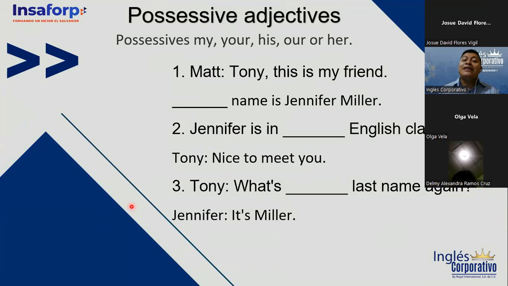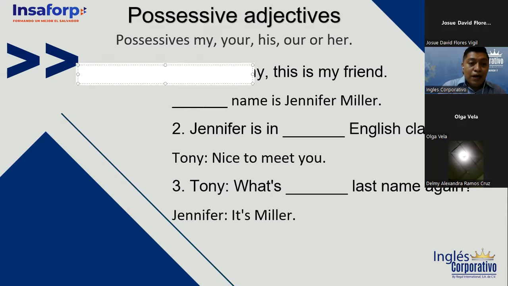Now we are going to complete this conversation using possessive adjectives: my, your, his, our, or her. We use these possessive adjectives to say that something belongs to someone. Utilizamos estos adjetivos posesivos para decir que algo le pertenece a alguien. Si algo es mío, then I use my. You say my book, for example. You say my smartphone. Mi celular, my smartphone.